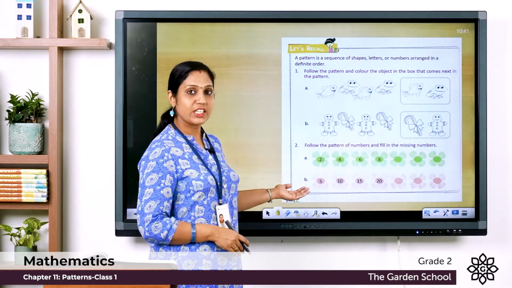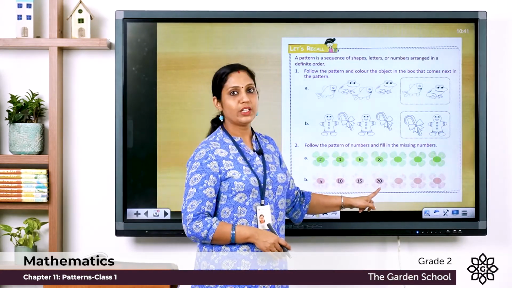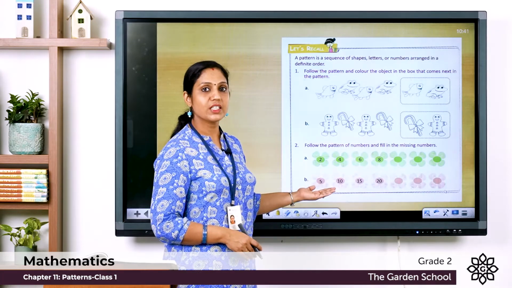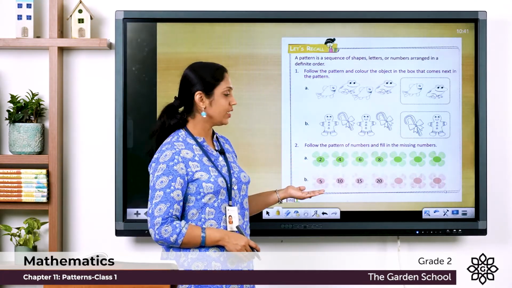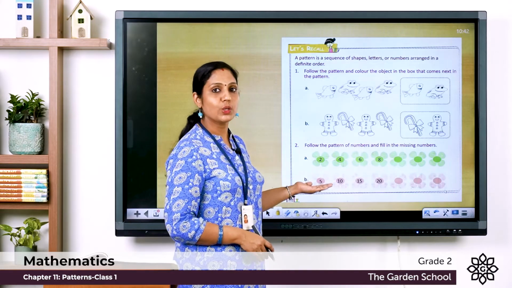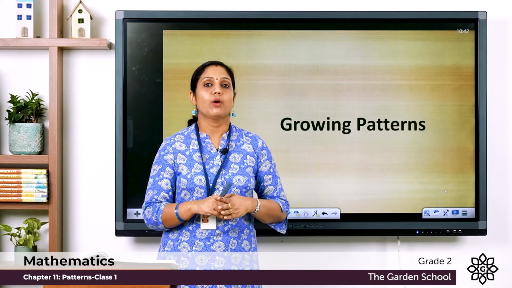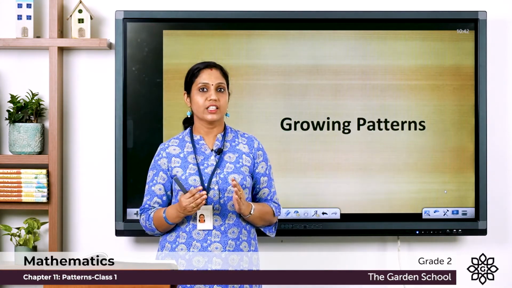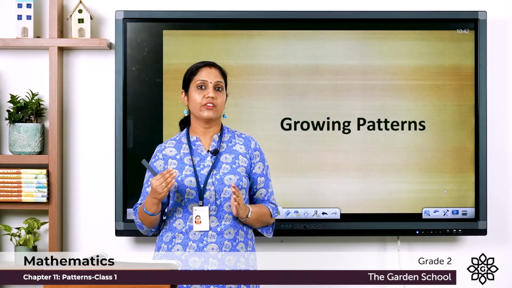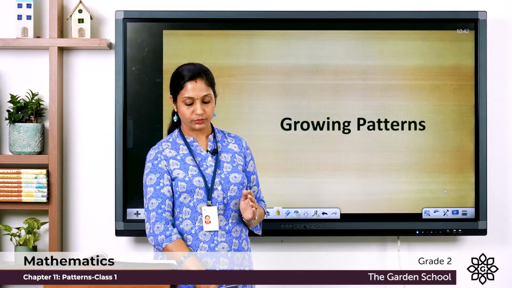Let's have a look at question B. 5, 10, 15, 20. How are these numbers increasing? These numbers are increasing by 5. Or also you can say that these are the multiples of 5. So write down here the missing numbers. Next, let's learn about the growing patterns. Till now we learned numbers, letters or shapes that are repeating at regular intervals. So let's learn how the patterns grow.